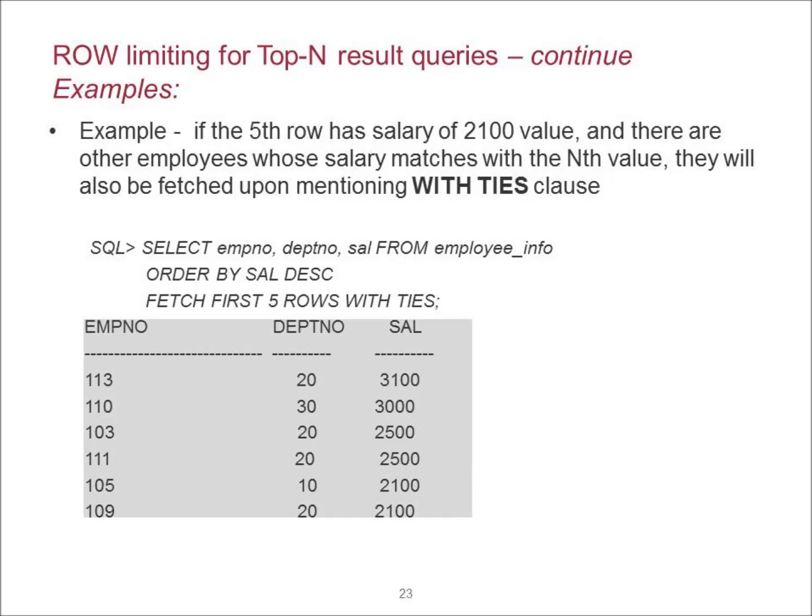So at the end, when you say fetch first 5 rows with ties, it will actually bring another record. Now, in addition to the 5 records, you'll see 109 with the department 20 and the salary 2100. Okay, so the 5th row was 2100. Now there was another employee whose salary was 2100 as well. So you could do a lot of different combinations with these different clauses.